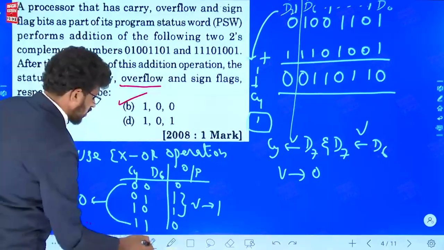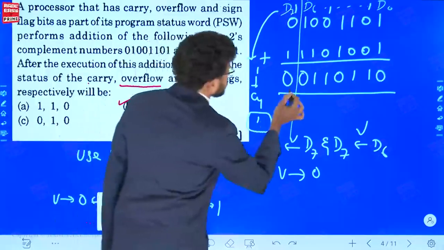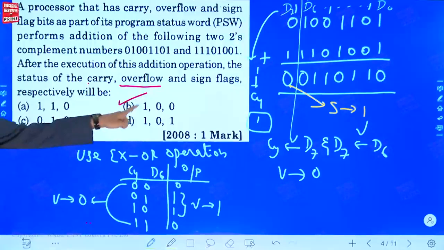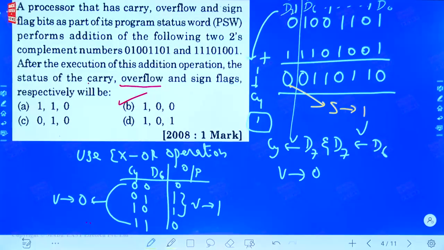Okay, if it is not visible, the sign bit here is 1. This is the sign bit. Sign bit is always the MSB bit. Sign bit is 1, so this is 1 0 0. That's how we can solve the question.